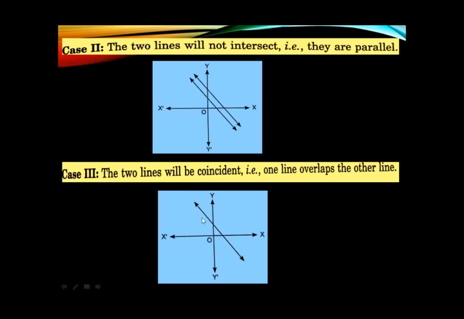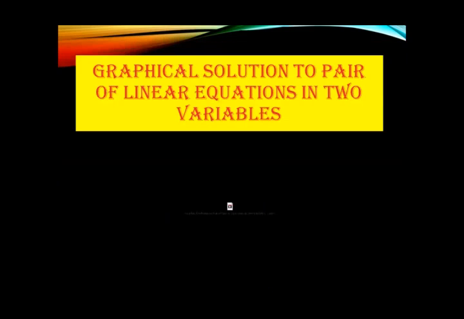And as you know, there are infinitely many points on this line, so in this case a pair of linear equations will have infinitely many solutions. Now watch this video and try to understand the graphical solution to a pair of linear equations in two variables.